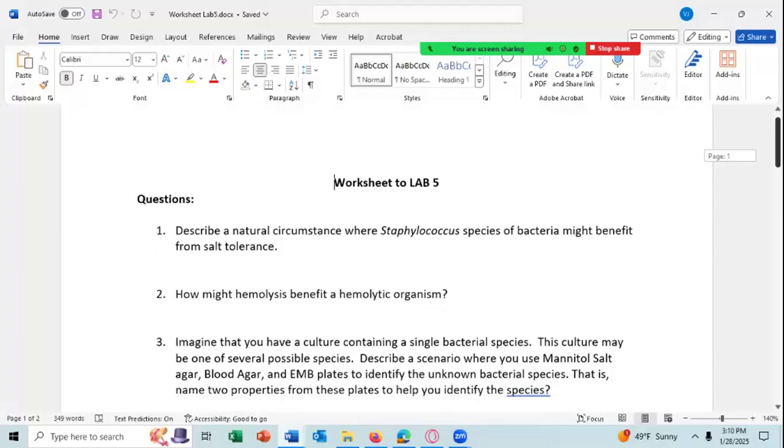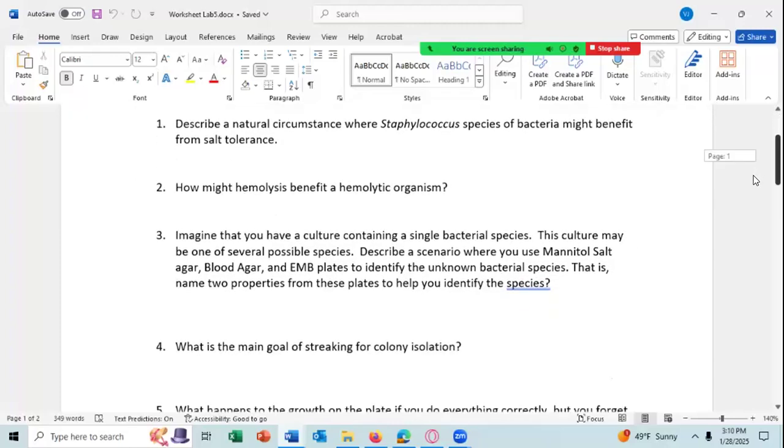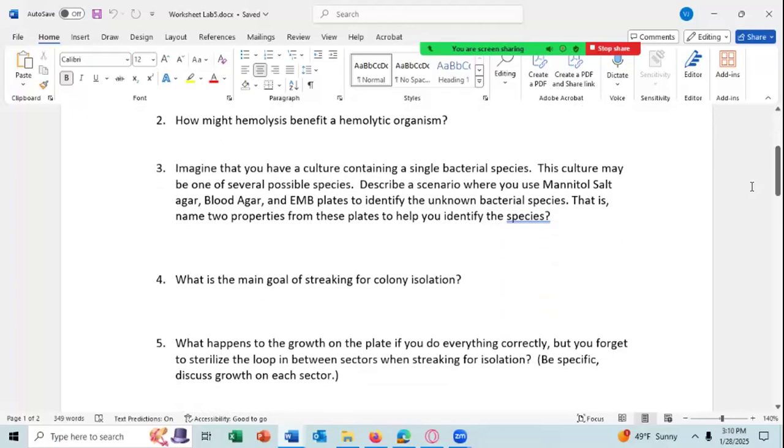And then 3, imagine you have a culture containing a single bacterial species. This culture may be one of several possible species. Describe a scenario where you use mannitol salt agar, blood agar, and EMB plates to identify the unknown bacterial species. That is, you need to name two properties from each of these plates to help you identify the species.